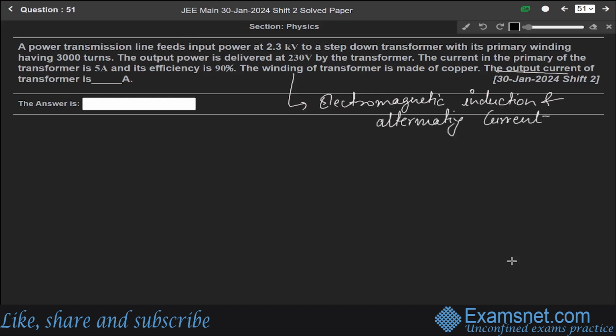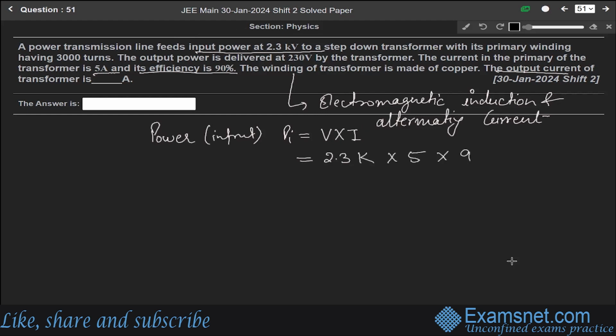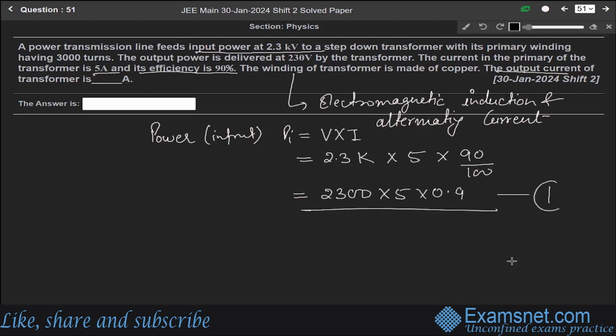So in this question, we are given with the input power and the current having an efficiency of 90%. So the general formula of power is what? This is input power, okay? Means PI. It is equals to voltage into current. So voltage is given as 2.3 kilovolt into current is given 5 ampere and efficiency is of 90% means 90 over 100. So it is equals to 2300 into 5 into 0.9. This is input power, okay?